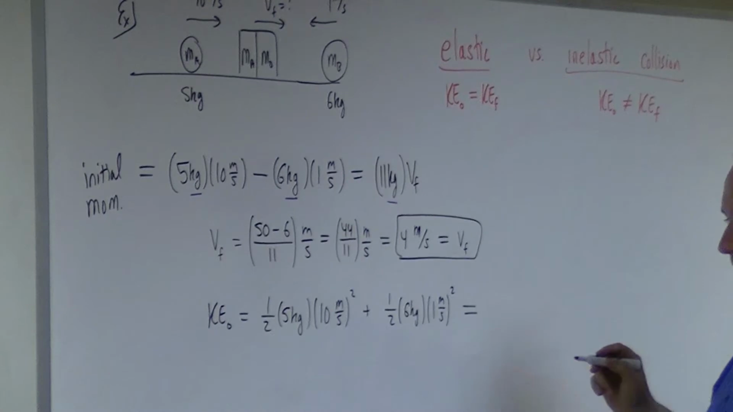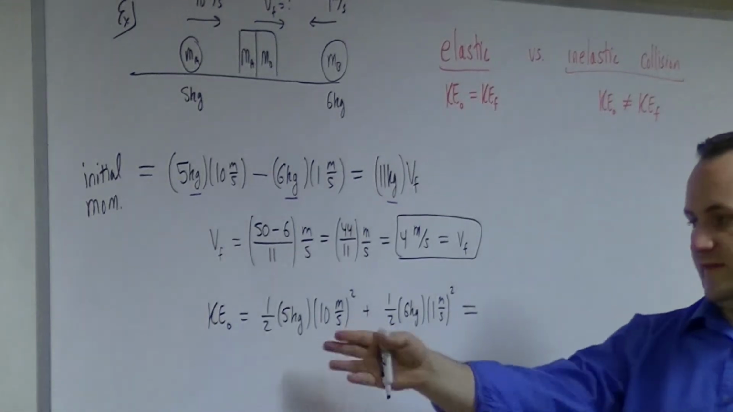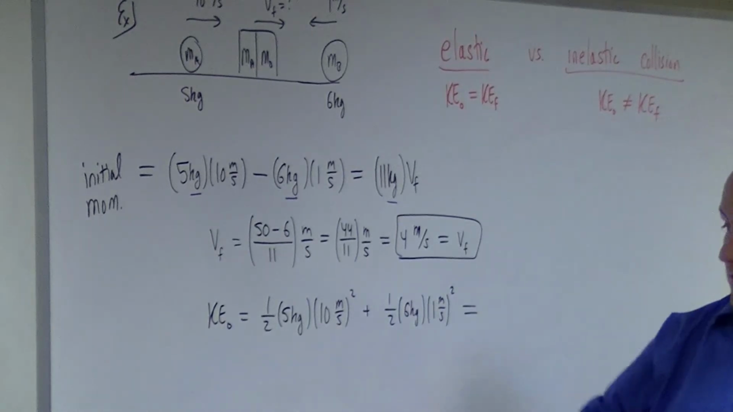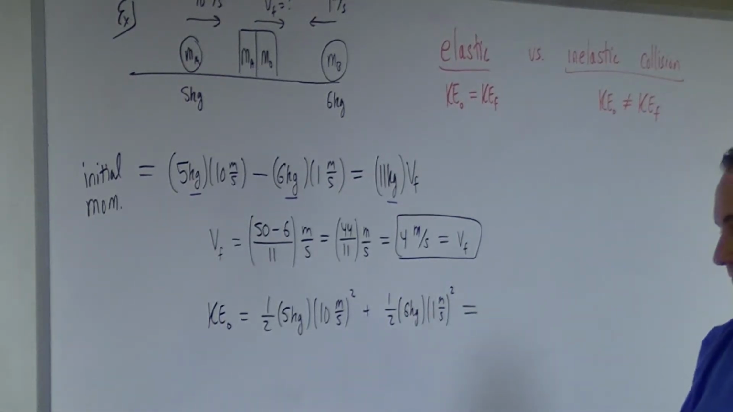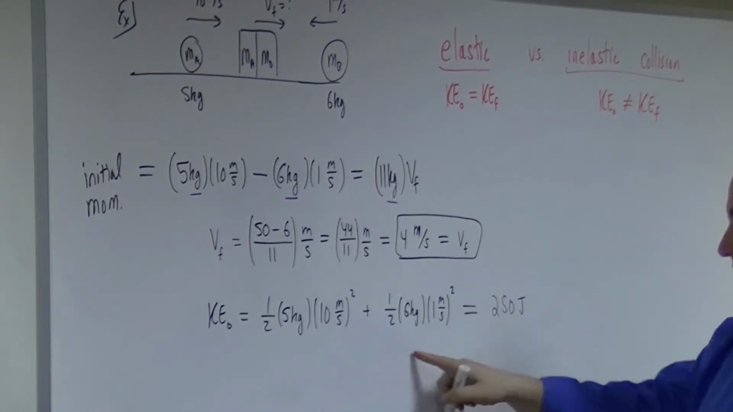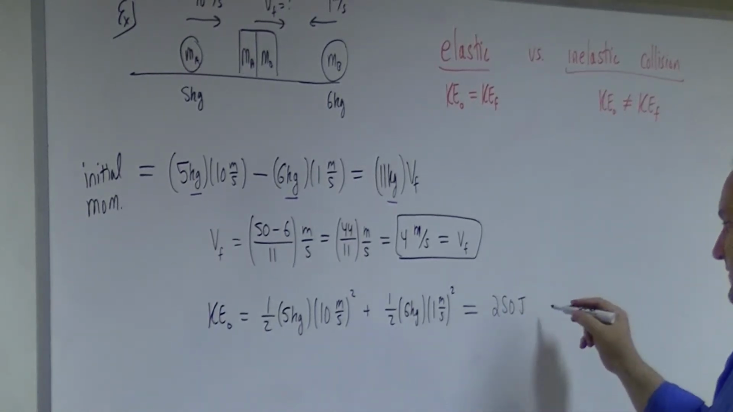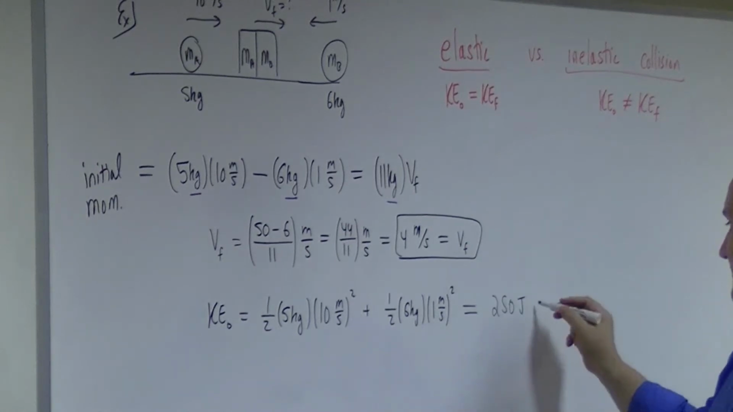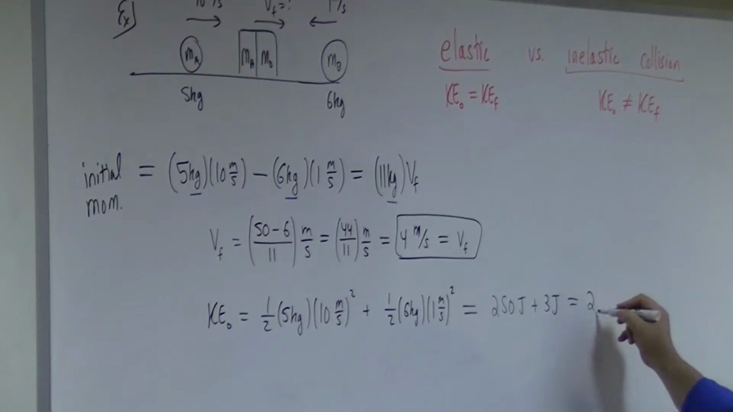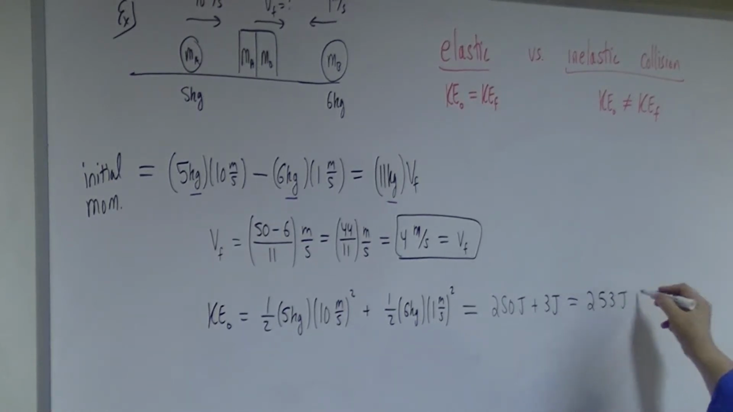This is 100 divided by 2 is 50. 50 times 5 is 250. So I have 250 joules plus what's this? 3 joules. Man, that's sad. Okay, 3 joules. And so we have a grand total of 253 joules initially.